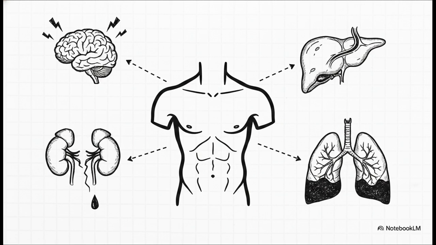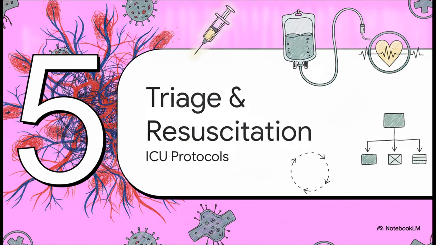The liver becomes ischemic, which bumps up bilirubin in half of all patients. The brain, being starved of oxygen and basically bathed in inflammatory cytokines, presents as altered mental status or lethargy. And the lungs, suffering from those leaky pulmonary capillaries we talked about, develop ARDS, acute respiratory distress syndrome, making oxygenation nearly impossible. Section 5, Triage and Resuscitation, diving into the ICU protocols.